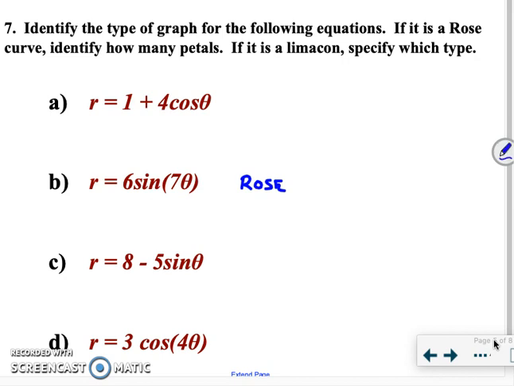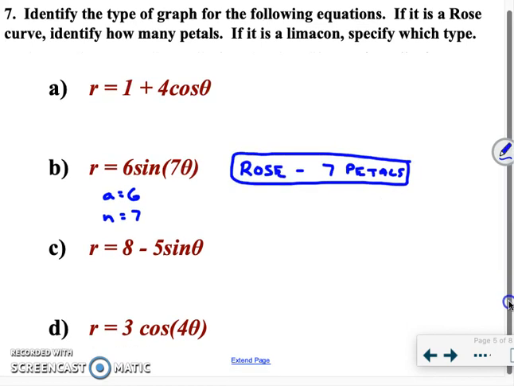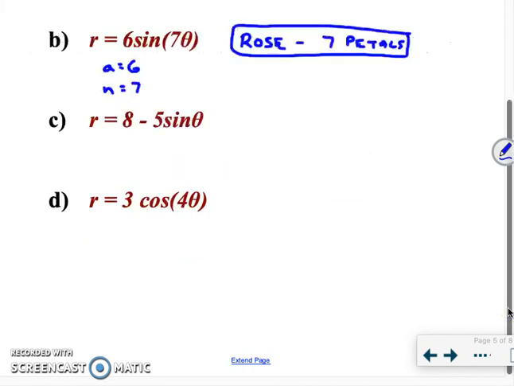So for this particular problem, not that this plays into what we're trying to do here in number 7, A is equal to 6, N is equal to 7. So A being 6, that's going to help us to determine the length of the petal on my Rose curve, but that's, again, not what we're being asked about. Instead, we're being asked about how many petals we're going to have. So since N is equal to 7, and 7 is an odd number, then we know that we're going to have 7 petals.